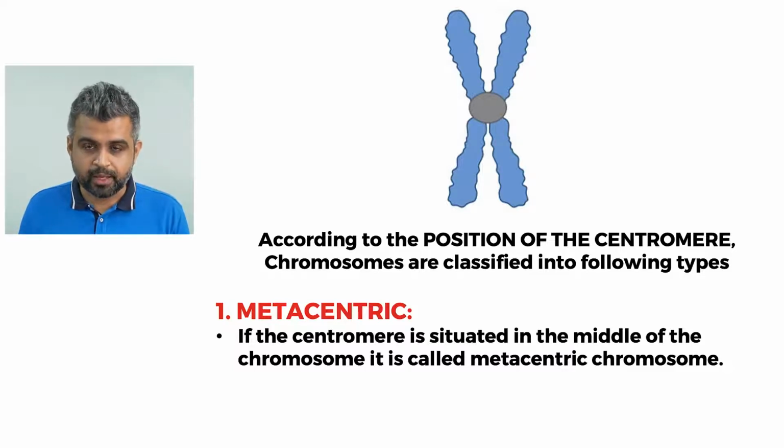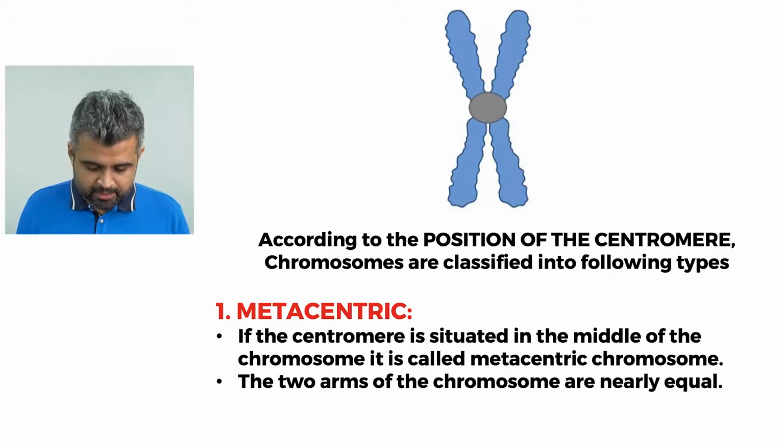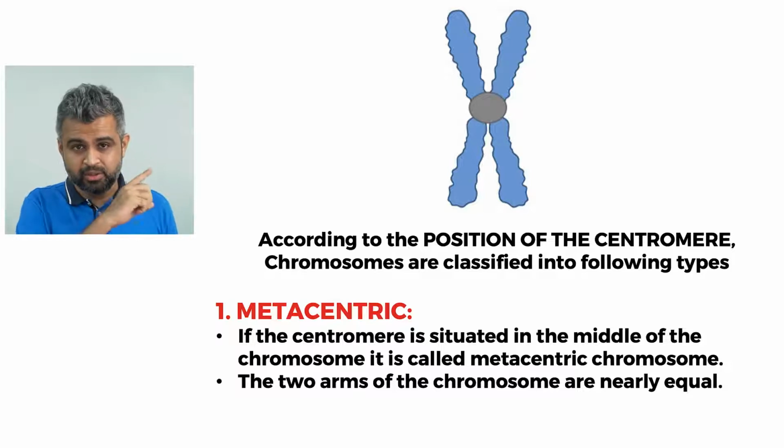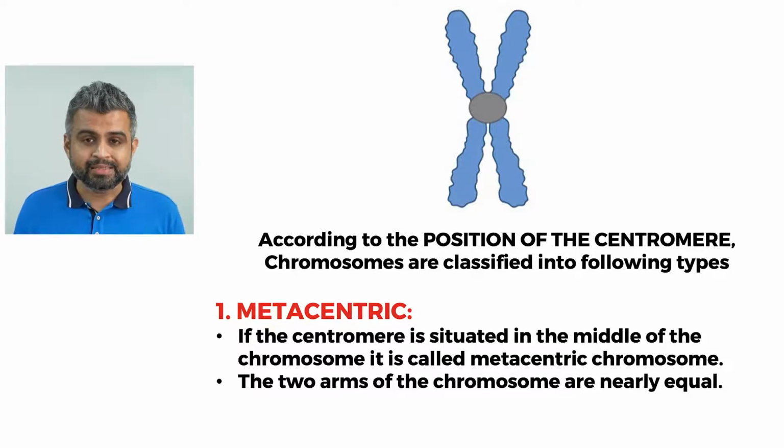If you were to see it under the microscope, this is how the chromosome will look. As you can see, because of this, the two subunits, the P arm and the Q arm, are of the same length because the centromere is right in the center of the chromosome. So in this case, the two arms of the chromosome are nearly equal. Now, what you see on your screen here, children, is a metaphasic chromosome.